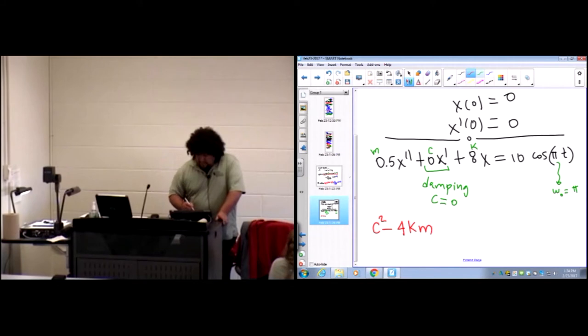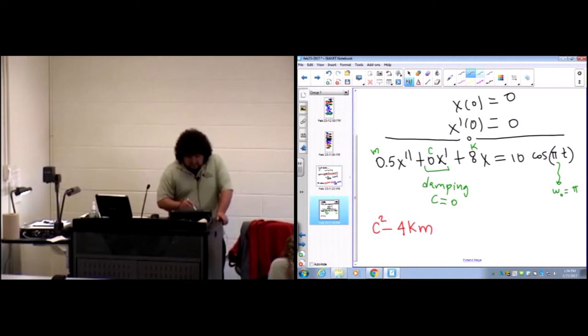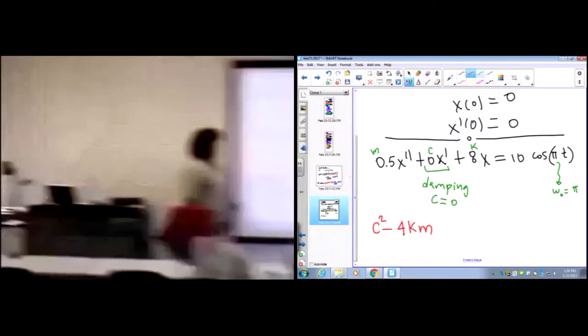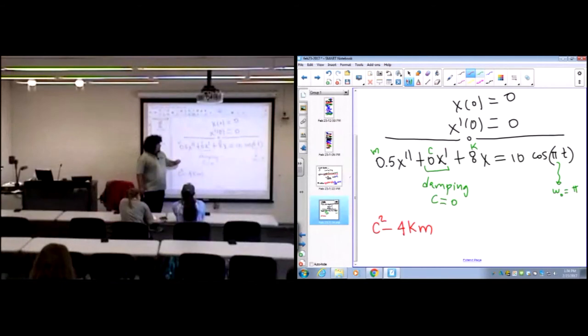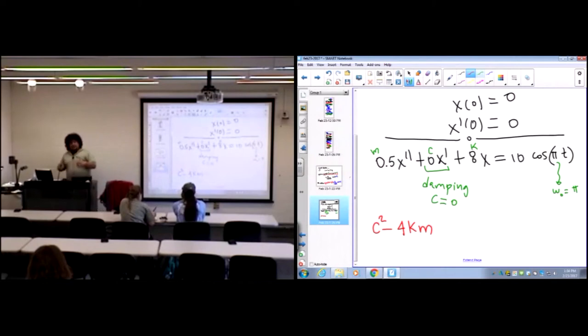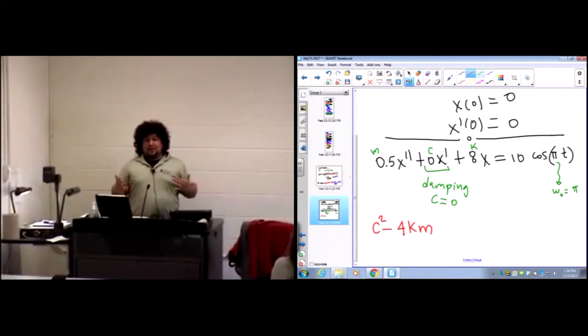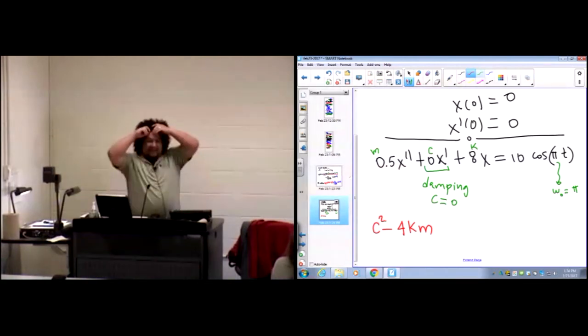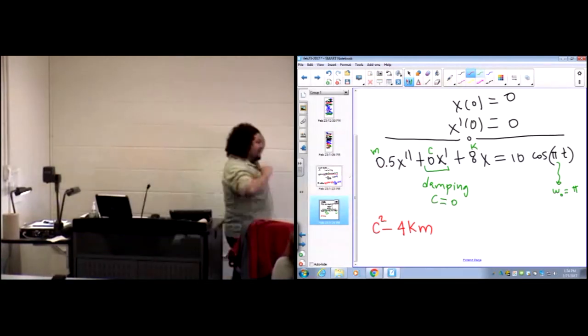Okay, so just by looking at the problem, 0.5 x double prime plus 8x equals a function of t. So let's kind of do what we were doing initially. Is this forced, or is it not forced? Which one is it? It is forced, right? So this would be forced because this is a function of time there on the right-hand side.